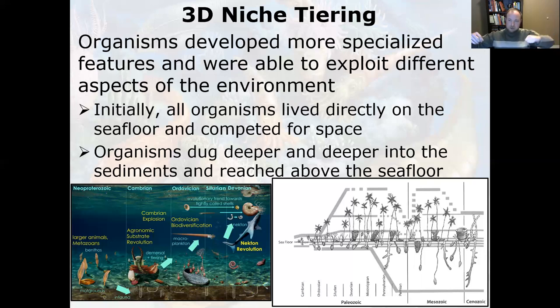And over time, organisms figure out how to get higher off the seafloor or even swim up in the water column. They also figure out how to dig into the seafloor. And so over time, the niches become more three-dimensional. Instead of only being able to exploit exactly what's on the seafloor, you have things reaching up into the water column and things digging down into the sediment. And so in the Cambrian, it's a very flat 2D space.